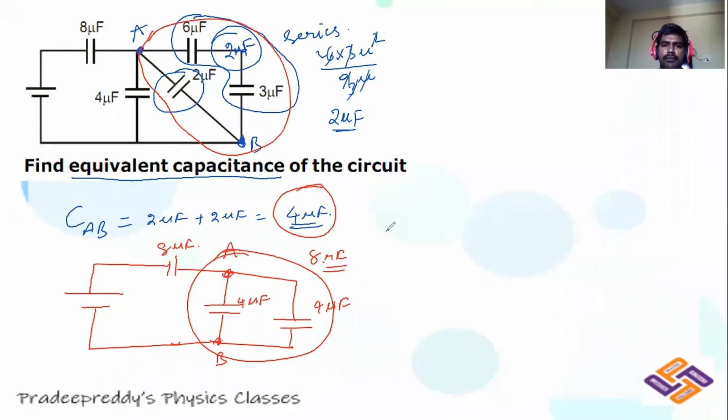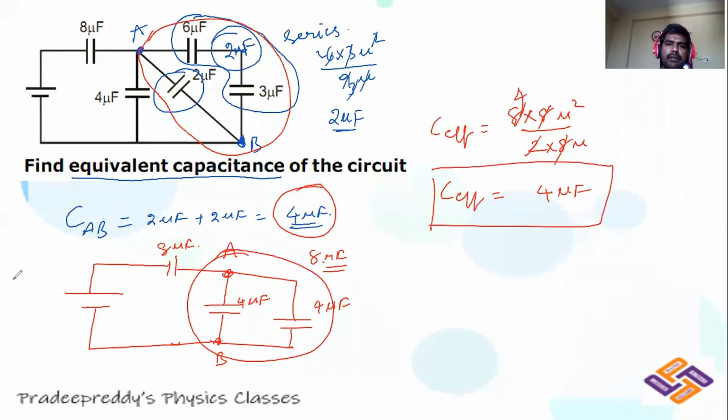So C effective will be equal to 8 into 8 micro square divided by 2 into 8 micro. This and this get cancelled, and that becomes 4. So C effective will be equal to 4 microfarad. This is the final value of the equivalent capacitance of the circuit.